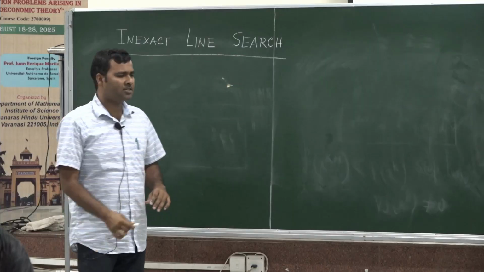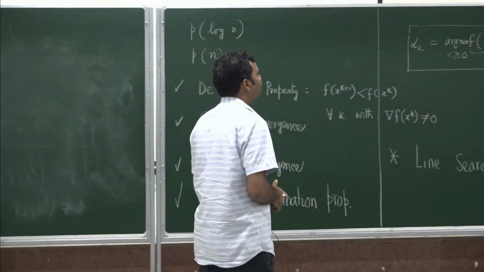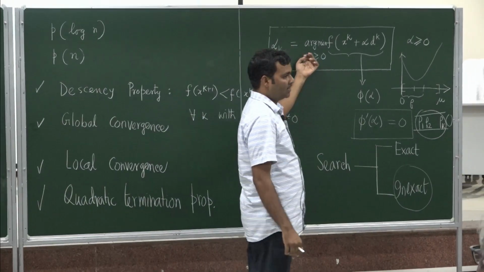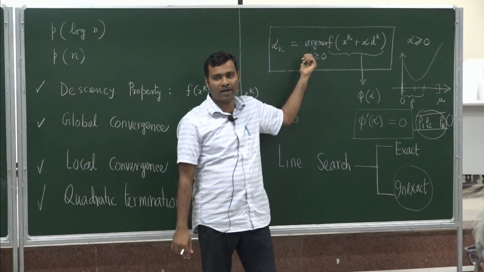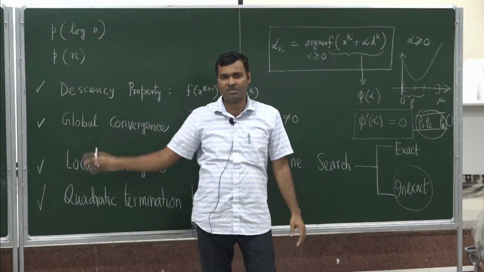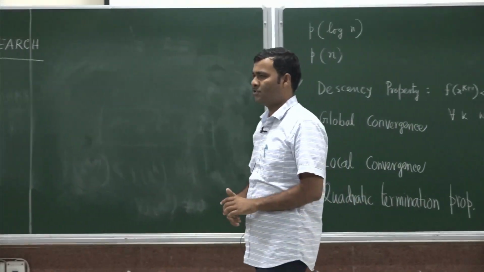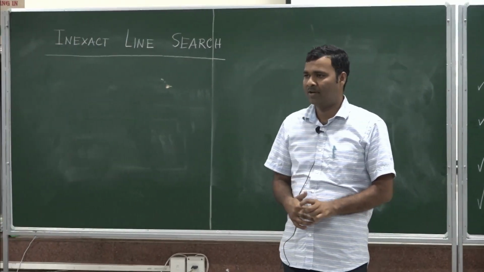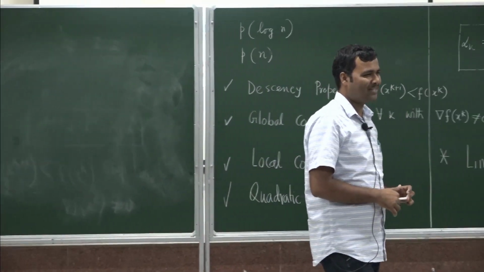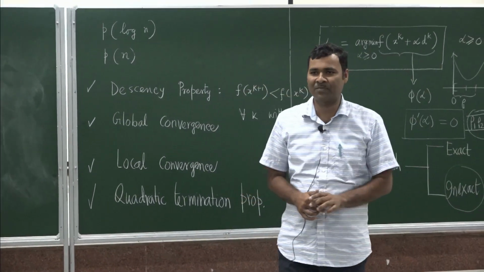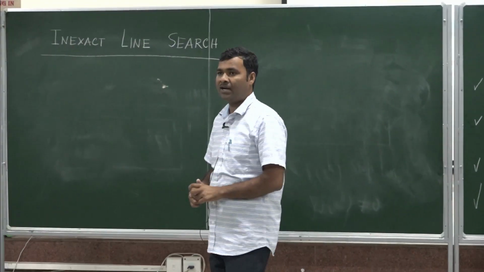First I must mention why inexact line searches are important. First of all, there is no guarantee that this minimizer would exist. Under our general assumption that the function f is just continuously differentiable, there is no guarantee that you have such an alpha. For instance, take the function e to the power minus x, it does not have a minimizer, is it not? Precisely, alpha k you may not have.